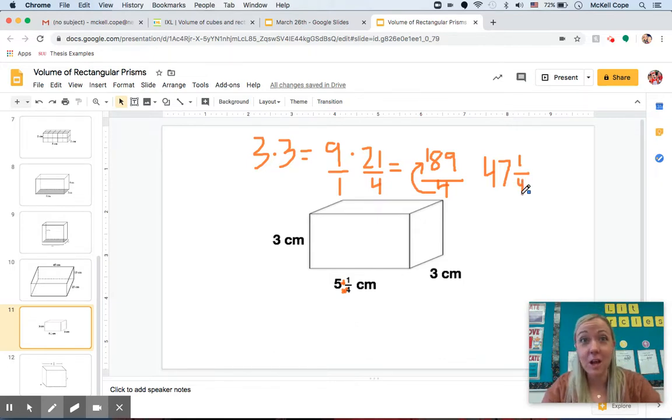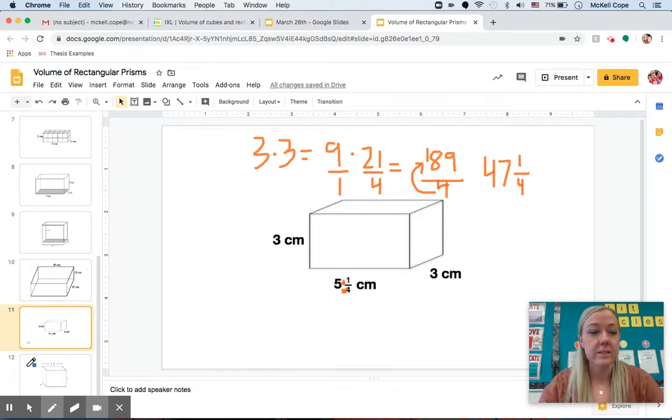Okay, now that was a lot of review. We probably haven't thought about fractions for a long time. So let me just go back and review those steps one more time. When we are multiplying by a fraction or a mixed number, we want to change it to an improper fraction first. So 5 and 1/4 is actually 21/4. We multiply and then we multiply and then we change it back into a mixed number. And this is how many cubic units fit into that whole cube. So we have 47 and 1/4. So 47 cubes and then 1/4.